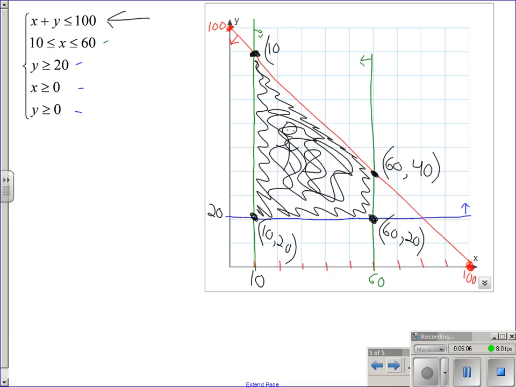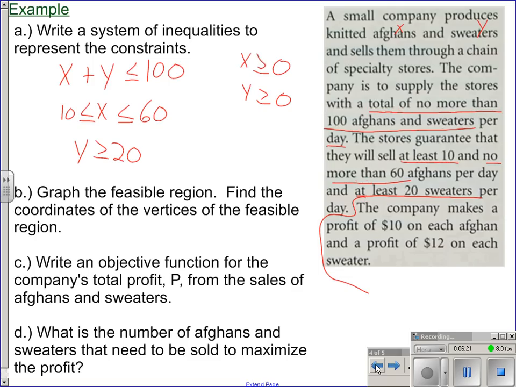For this feasible point way up top here, we are at an x value of 10. Same idea. It's the intersection with the red line. So if x is 10, y has to be 90. And there are all four vertices for the feasible region. Okay, that's part B, taken care of.